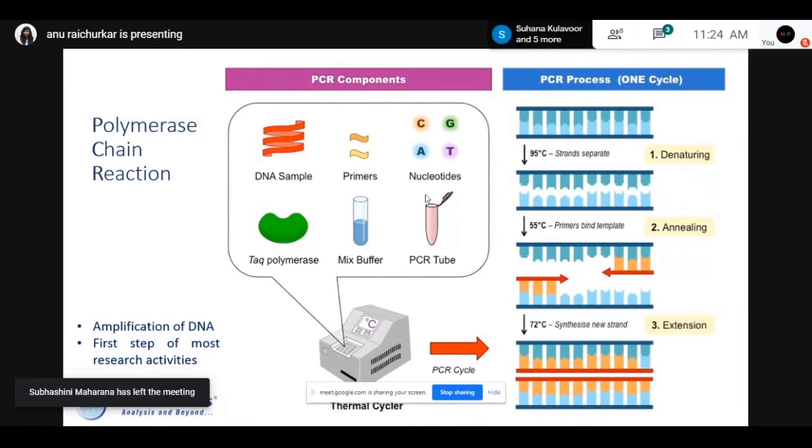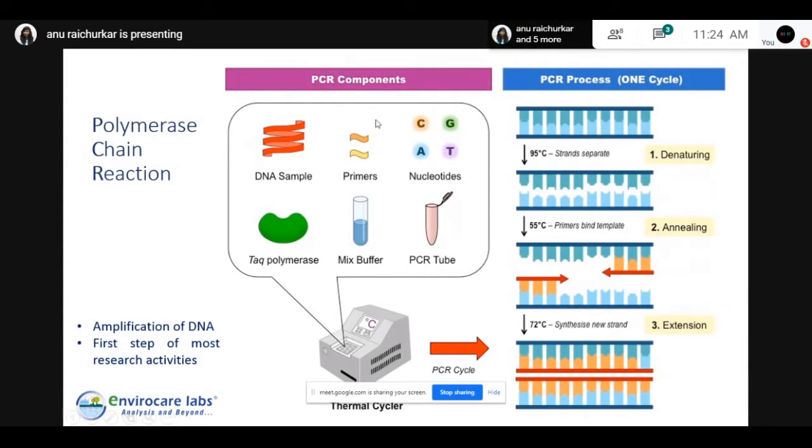To simplify this concept, I have developed an analogy. Imagine you are baking a cake. You need some ingredients, and in order to bake the cake, you need equipment also. That equipment in this case for PCR is the thermal cycler, and your ingredients are the PCR components. So what ingredients do you need in order for a PCR reaction to happen? You need the DNA sample that you are extracting from your product. It could be a food sample or a leaf sample or anything. When you extract the DNA, this becomes your sample.